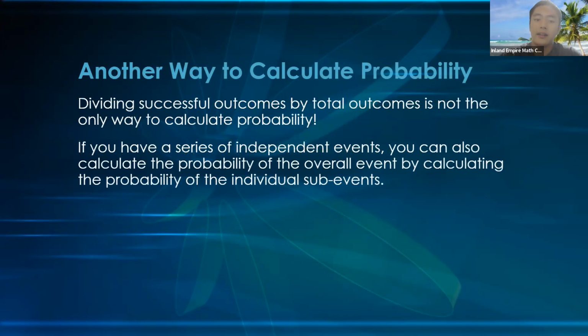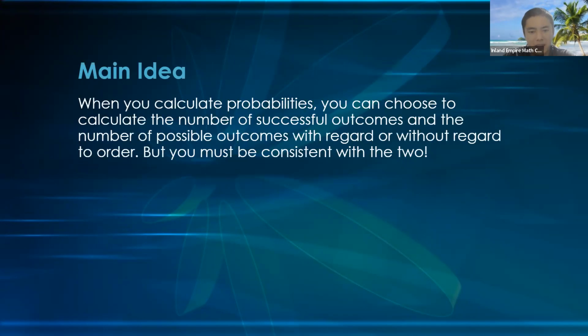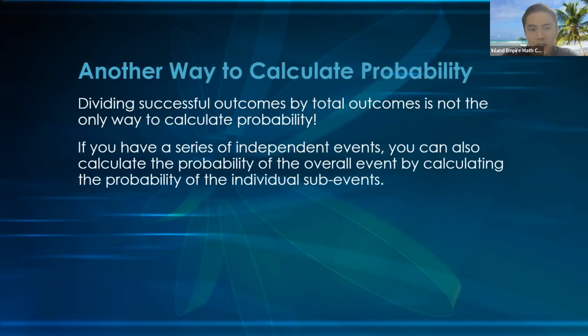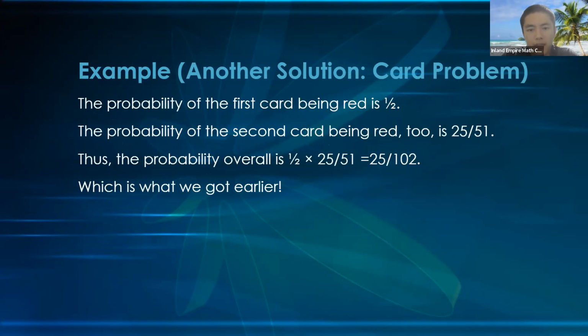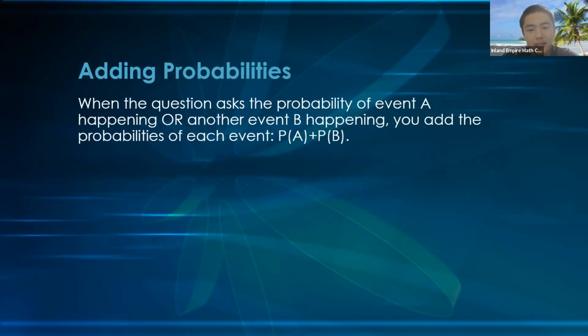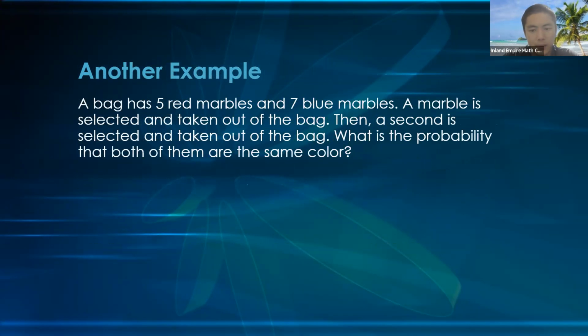And then we saw that another way to calculate probability is simply to multiply them together. You don't have to do all these fancy big number calculations, unless you're a big number cruncher, but otherwise do the easier way. And then we gave another example. We also saw that you can add probabilities, but this is only if it's event A happening or event B happening. That's when you add the probabilities. We saw the example of this, the marble problem.